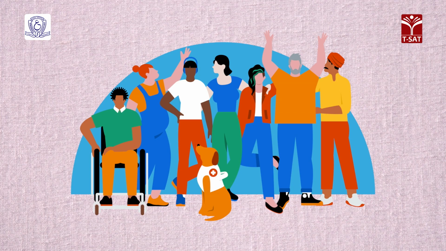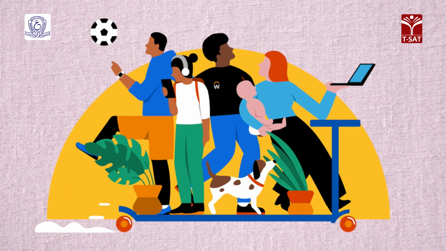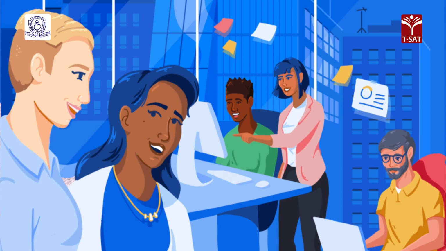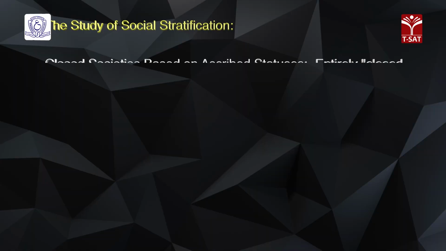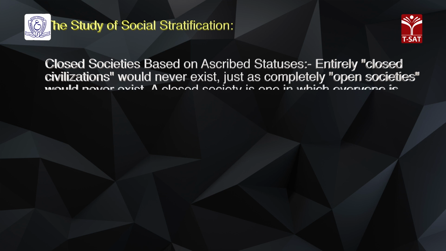In modern civilization, the majority of occupational jobs are acquired statuses, because there would still be inequality resulting from unequally obtained social positions. An open society would not be a society of equals. These social positions, on the other hand, would be earned purely by personal achievement and merit. And closed societies are based on ascribed status. So, entirely closed civilizations would never exist, just as completely open societies would never exist.